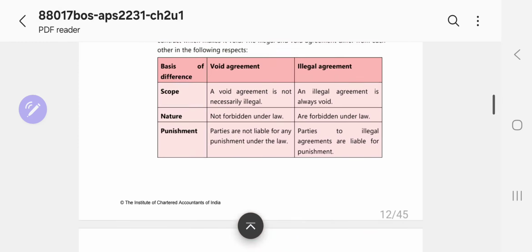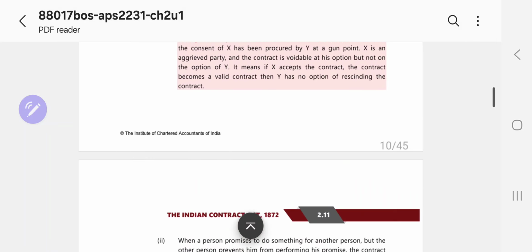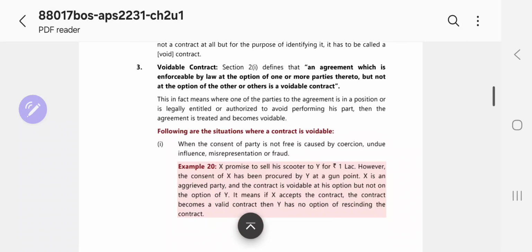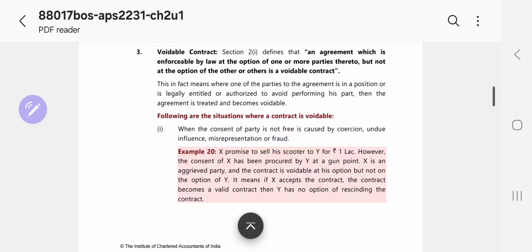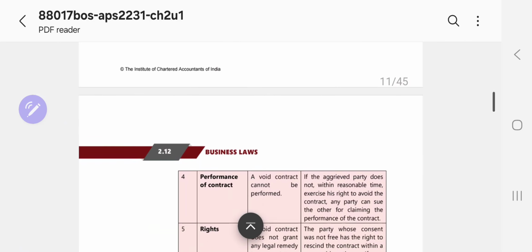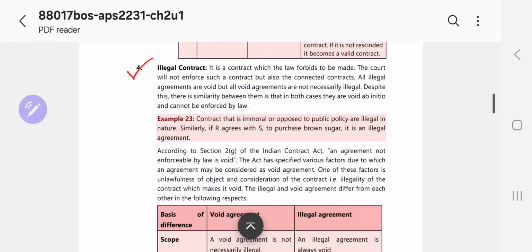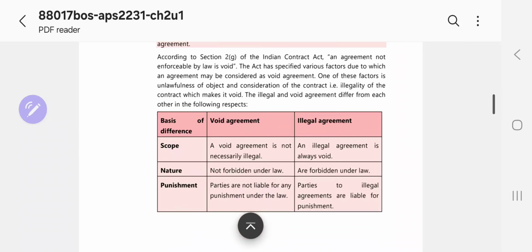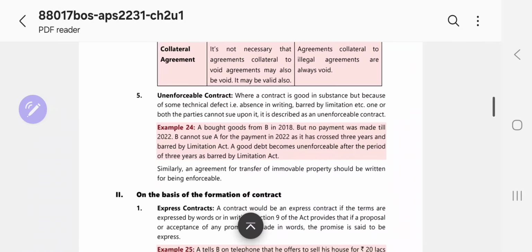So we have seen the types of contracts on the basis of validity. The first one is valid contract, second is void contract, third is voidable contract, fourth is illegal contract, and fifth, just now we saw, unenforceable contract.